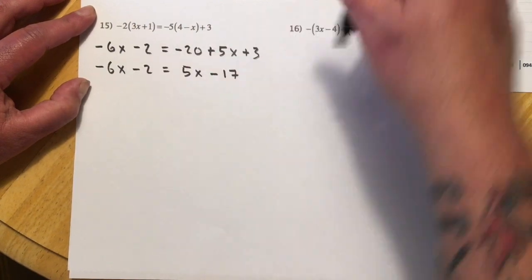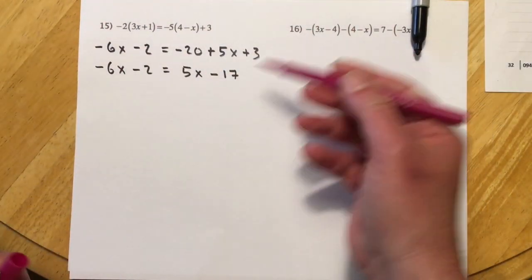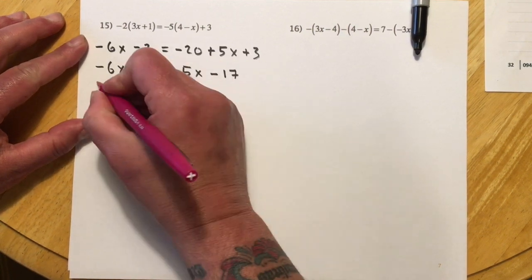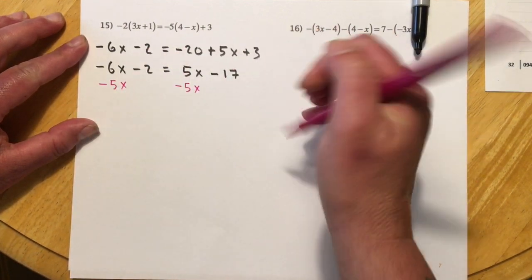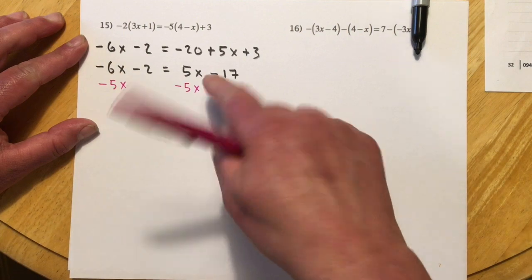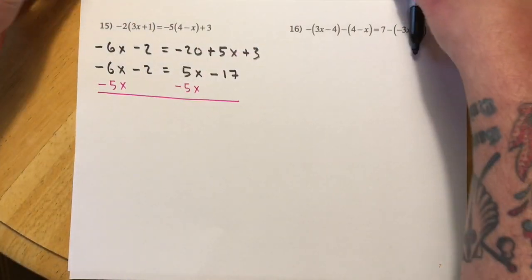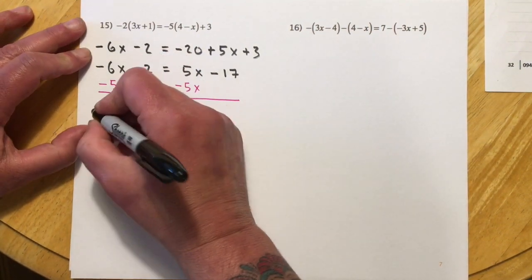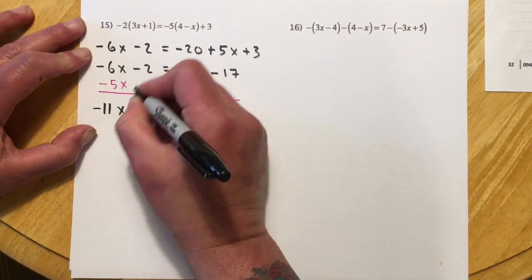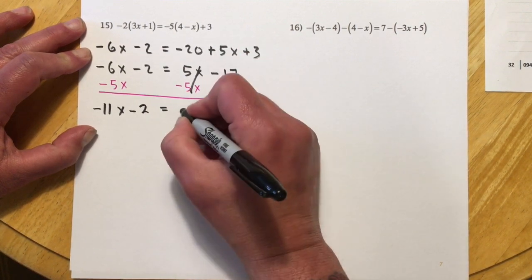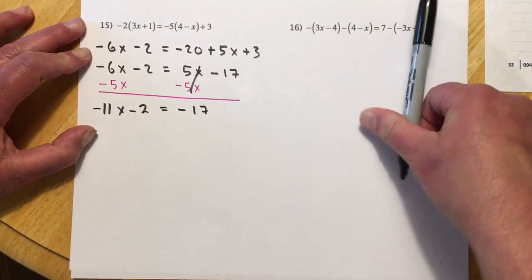I can solve either direction. I'm just going to arbitrarily solve to the left. So I'll bring my x's over here. If I wanted more positive numbers, I could totally go the other direction too. And then that's going to leave me negative 11x minus 2. That's gone, equals negative 17.